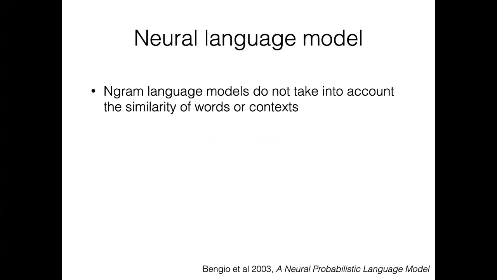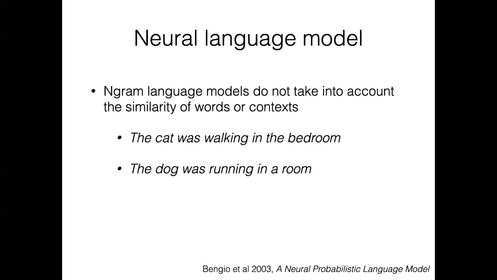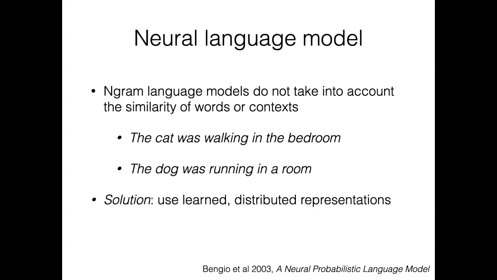If you read through the paper, they go through the motivation of this in the context of these n-gram language models, which were very popular at the time. A key motivation is that by just counting, you're not really able to take into account the similarity of different words or contexts. So if you say the cat was walking in the bedroom and the dog was running in a room, there's no transfer. There's nothing shared between these two sentences. Whereas you could imagine, if you observe the cat was walking in the bedroom, then the dog was walking in the bedroom should also have a non-zero probability. And so the idea is to use what we talked about in last class, which is to rely on these learned distributed representations.